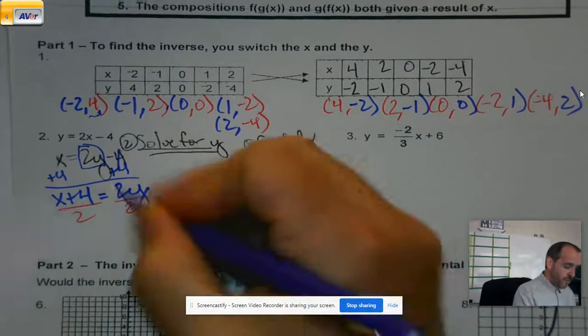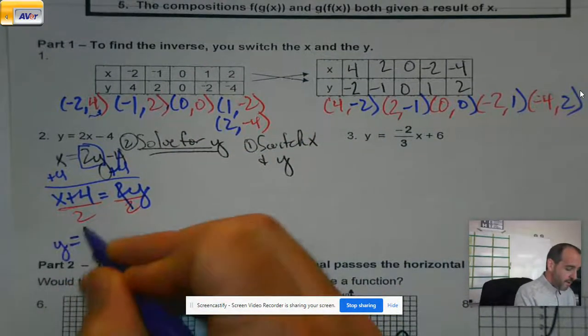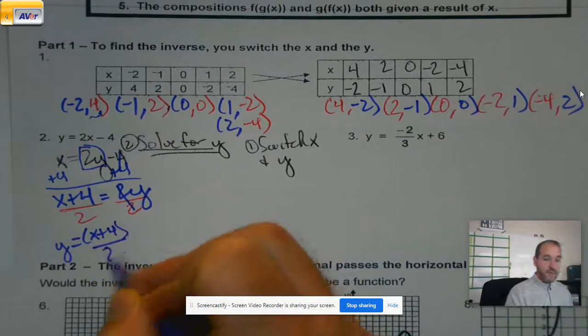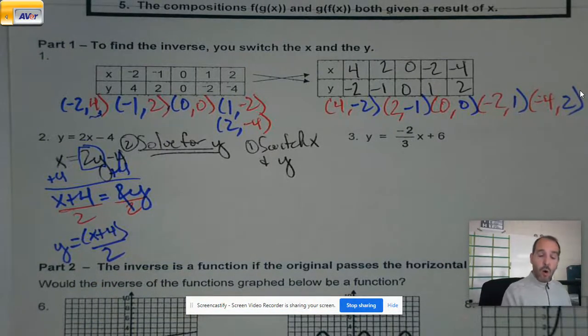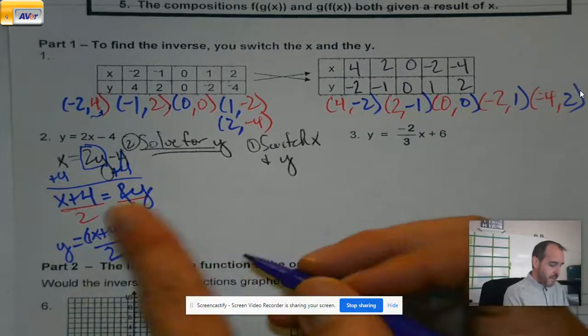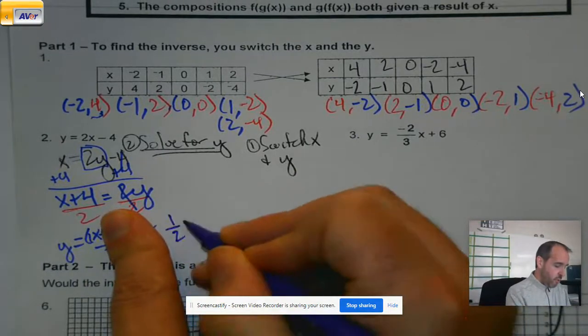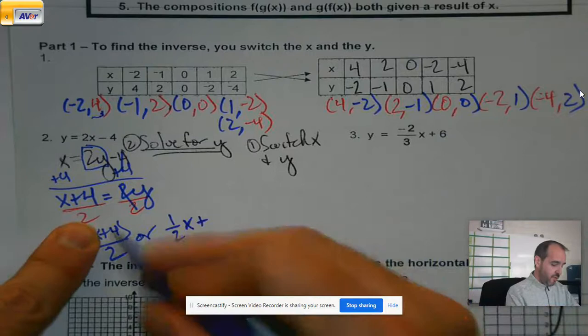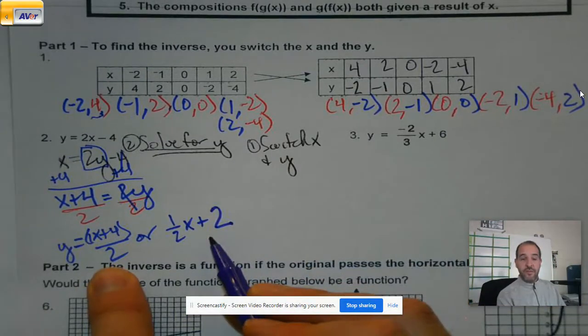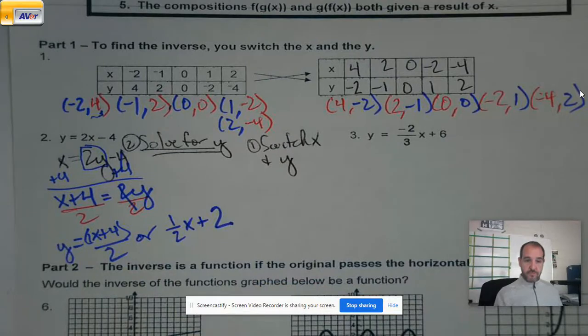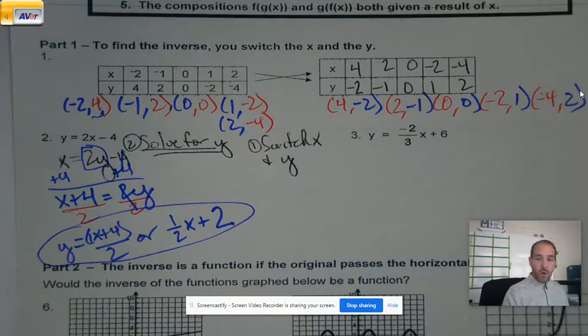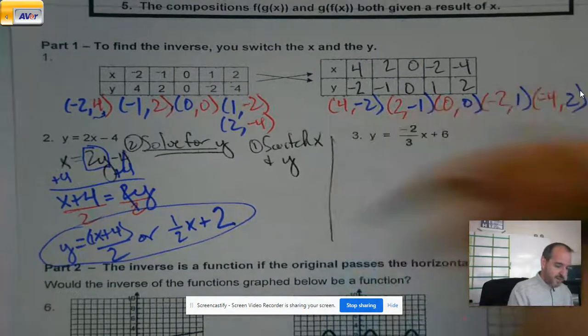Now when you get here, you are perfectly fine to leave it like this. Or if sometimes you're asked to keep them as separate fractions, you can split these up and have 1/2 x plus 4 divided by 2 is 2. Those are equivalent. They're the same thing, just written differently. So, something to keep in mind. But either one works. It'd kind of be the equivalent of somebody coming up and saying, hey, I'll give you $50, or I'll give you 50 cents. It's the same thing, just said a different way.